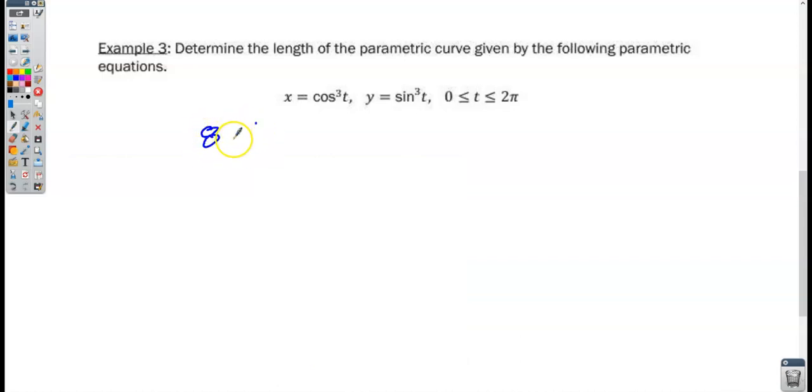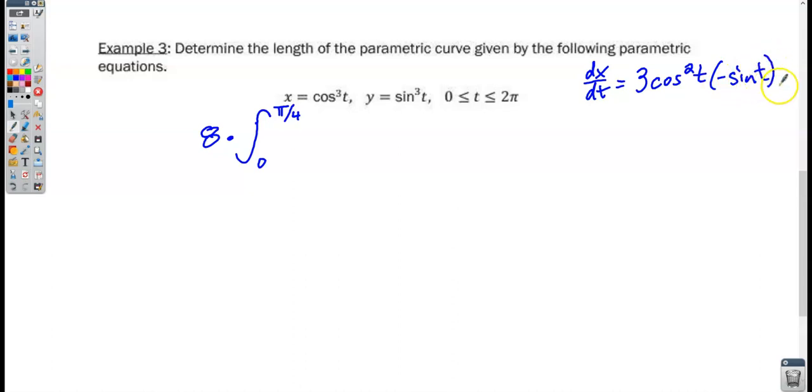I'm going to start by using the one where I'm going to just take 8. So we're going to multiply by 8 the length of this curve from 0 to pi over 4 of the, I need dx dt and dy dt. Dx dt here is going to be equal to, don't forget, cosine cubed of t is cosine of t, the quantity cubed, so we want to make sure we use the chain rule. It's going to be the derivative of the outside, leaving the inside the same, times the derivative of the inside. So dx dt is -3 cosine squared of t sine of t.